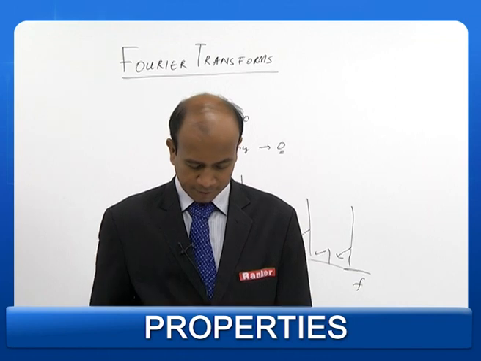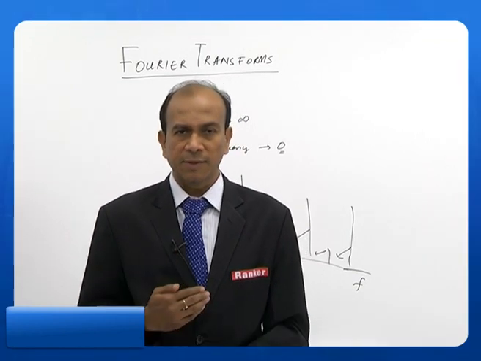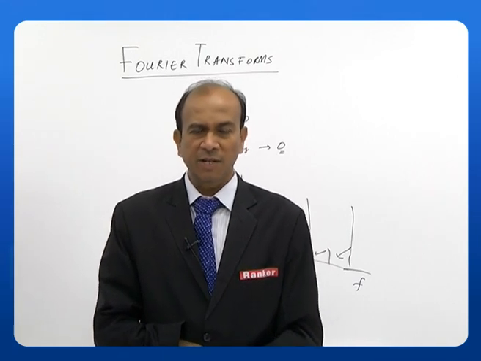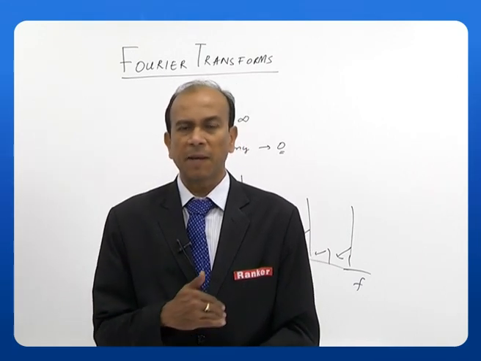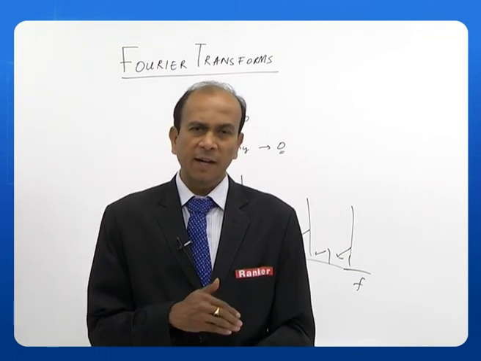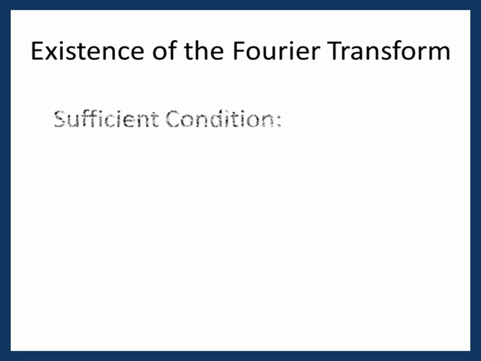We have seen earlier what are the conditions under which a Fourier series exists. These conditions are all called Dirichlet conditions. The same conditions are applicable even for a Fourier transform. Let us see them here. We have already seen earlier also, we said that Dirichlet conditions are sufficient conditions. So, what is the sufficient condition here?